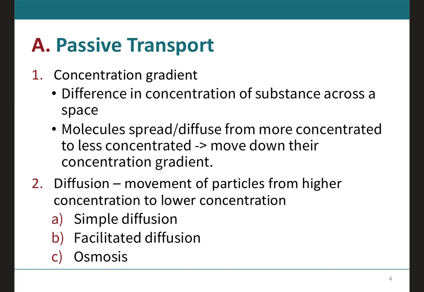Therefore, a concentration gradient is defined as the difference in the concentration of a substance across a space. So molecules, or ions in this case, will spread or diffuse from where they are more concentrated to where they are less concentrated until they reach an equilibrium. So there's going to be an equal distribution in both spaces. When molecules move in this way, they are said to move down their concentration gradient, from an area that's more concentrated to an area that's less concentrated.